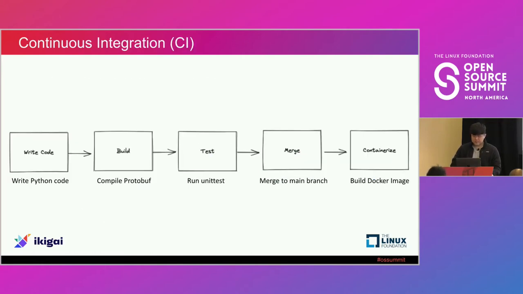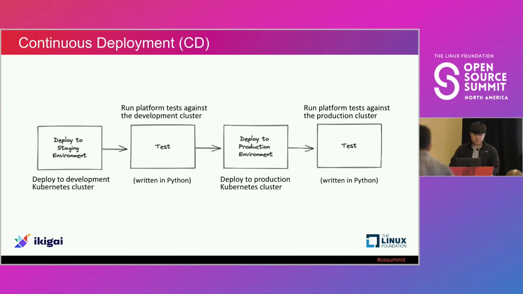So I'm going to start with how naive we were. This is what we thought was going to happen. For our CI, continuous integration portion, we thought we were going to write Python code and build a service. Naturally, Python doesn't really build a service like other languages, but we utilize gRPC, so we compile protobuf for services to communicate with each other. And we perform some kind of unit test for each service. If the test passes, we merge to the main branch and containerize. Pretty simple, right?